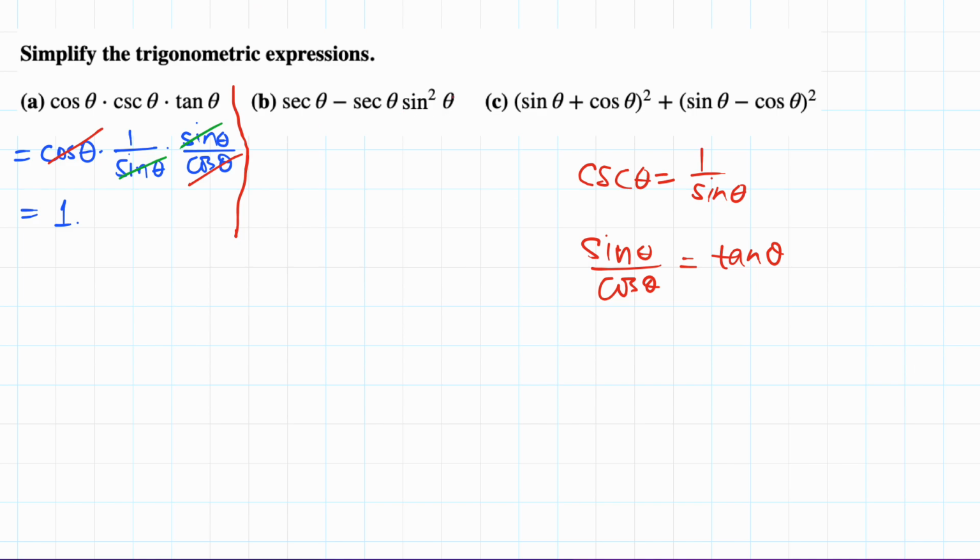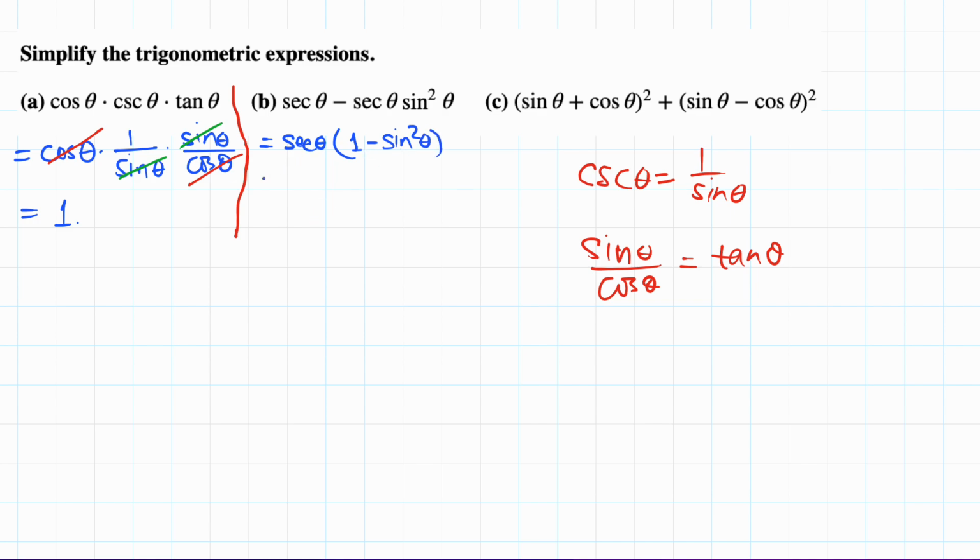Now let's do part B. Here we have secant theta minus secant theta times sine square theta. What we can do here is we have two terms, so let's factor out secant theta. Then we go for sine and cosine. Secant theta from two terms, 1 minus sine square theta.